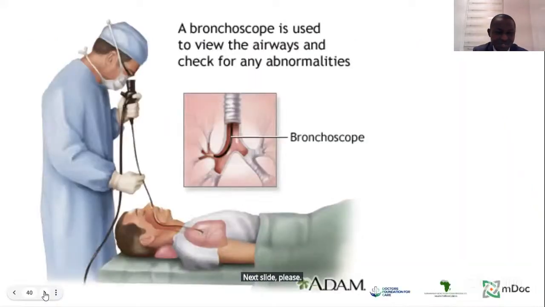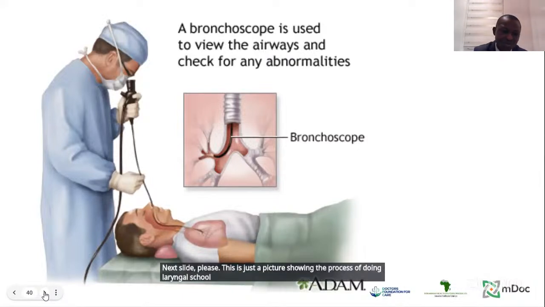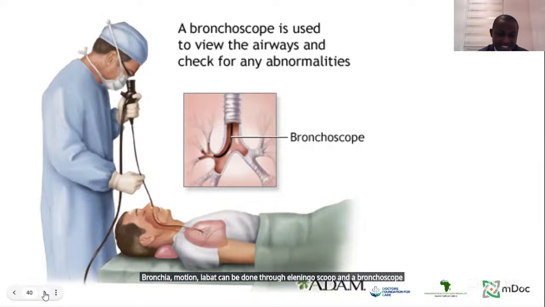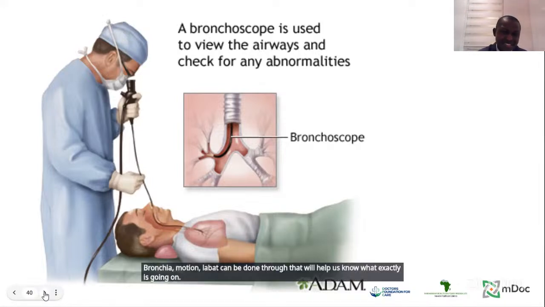This is just a picture showing the process of doing laryngoscopy, looking into the airway, bronchoscopy, and then you can look down through the larynx and even down the lower airways to see what is there. And then samples can also be taken from masses. Bronchial washout, lavage can be done through a laryngoscope and the bronchoscope that will help us know what exactly is going on.